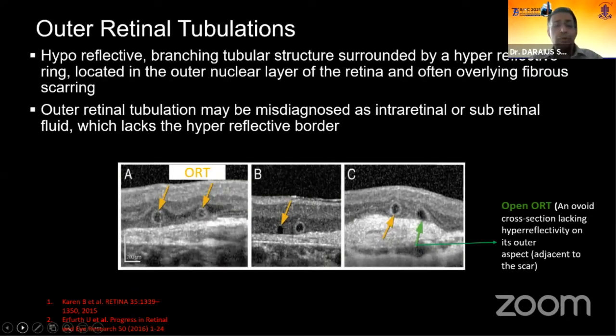Another very important entity to be aware of is something called ORT, or outer retinal tuberculations. These may be misdiagnosed as intraretinal or subretinal fluid, but this indicates the chronicity of the disease, and they may be a sign that we can stop the treatment in these patients.